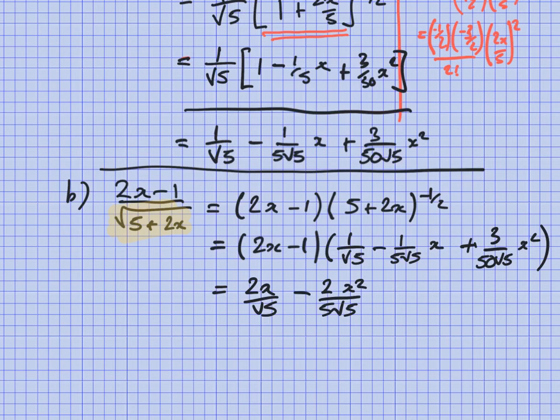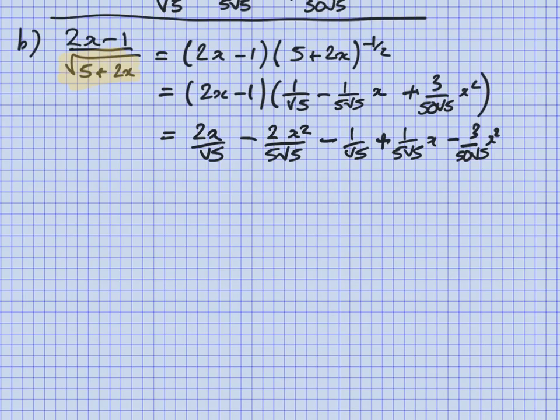Then I can just add together the next bits, which gives me minus 1 over root 5 minus 1 over 5 root 5 x, oh sorry, that would be plus that one, minus times minus is a plus, and then minus 3 over 50 root 5 x squared, adding the parts together. Firstly, the numbers on their own, we've just got this bit. So that will give me minus 1 over root 5.